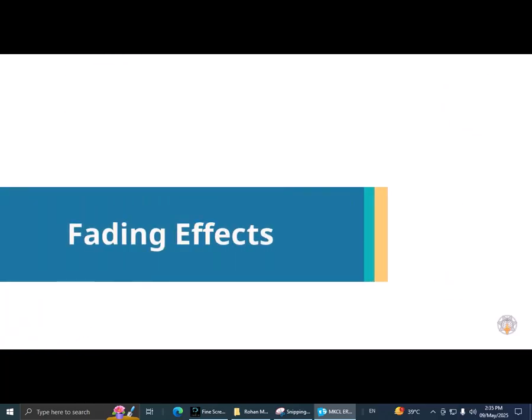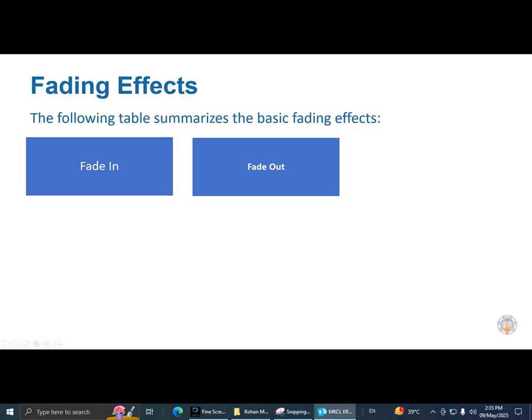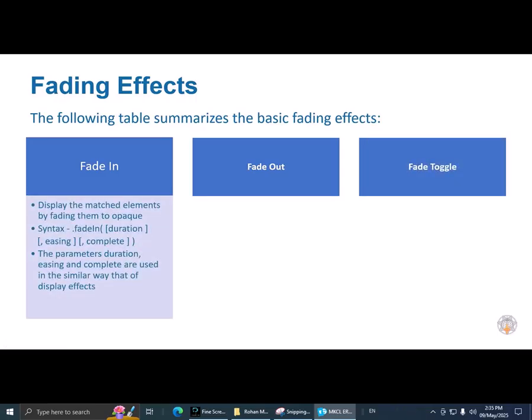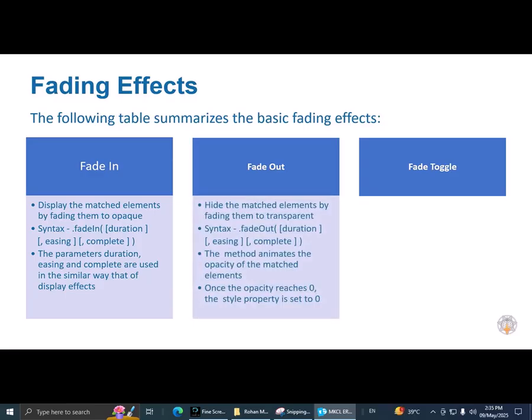Now let us see some fading effects. The following table summarizes basic fading effects, which are fade in, fade out, and fade toggle. The fade in method displays the matched element by fading them to opaque. The fade out method hides the matched element by fading them to transparent. Once the opacity reaches 0, the style property is set to 0.